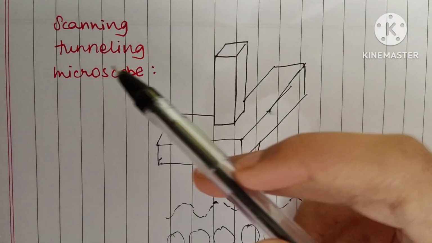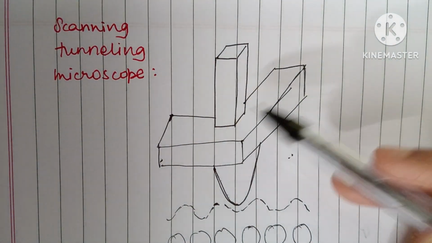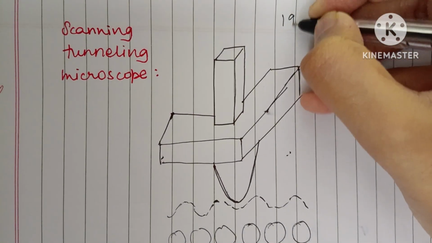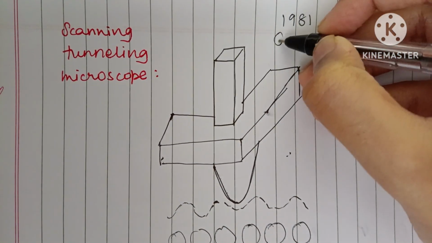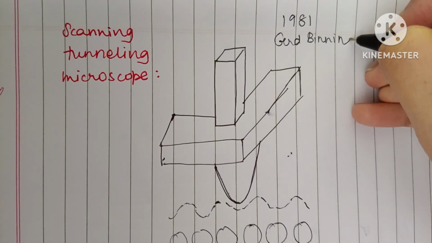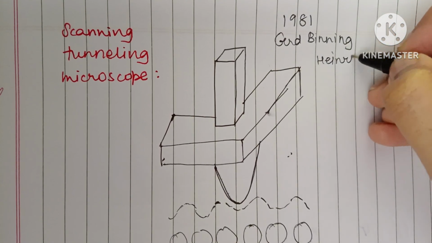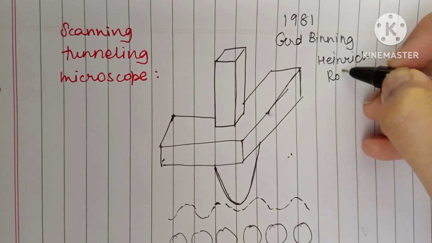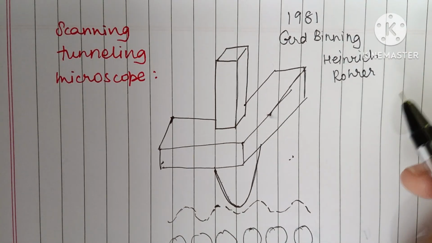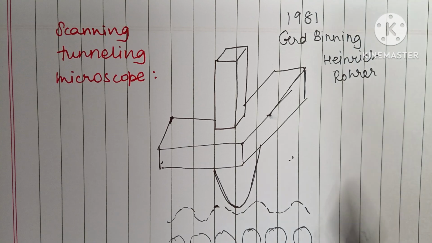Now let us talk about a scanning tunneling microscope, which uses the principle of quantum mechanical tunneling. It was invented in 1981 by Gerd Binnig and Heinrich Rohrer, and it was awarded the Nobel Prize in Physics after 5 years.